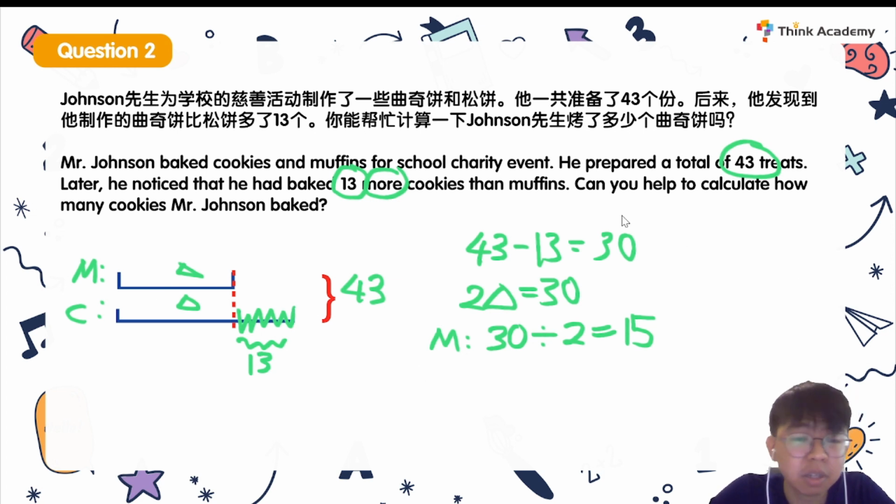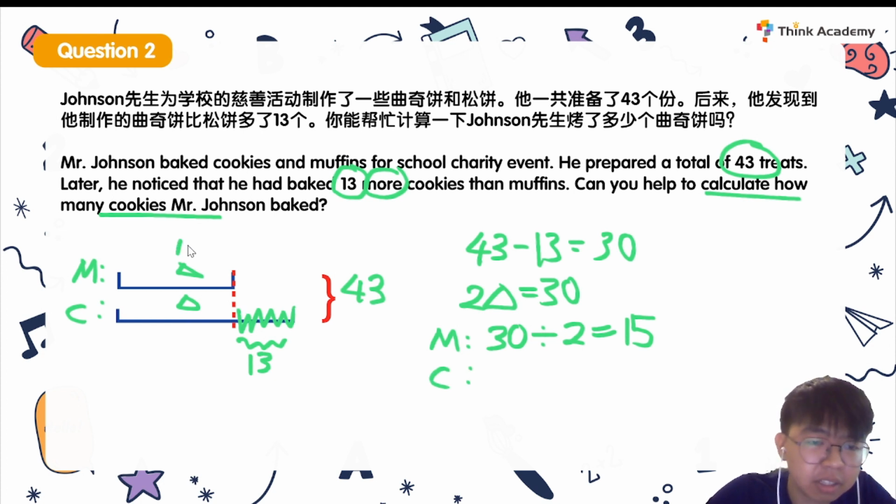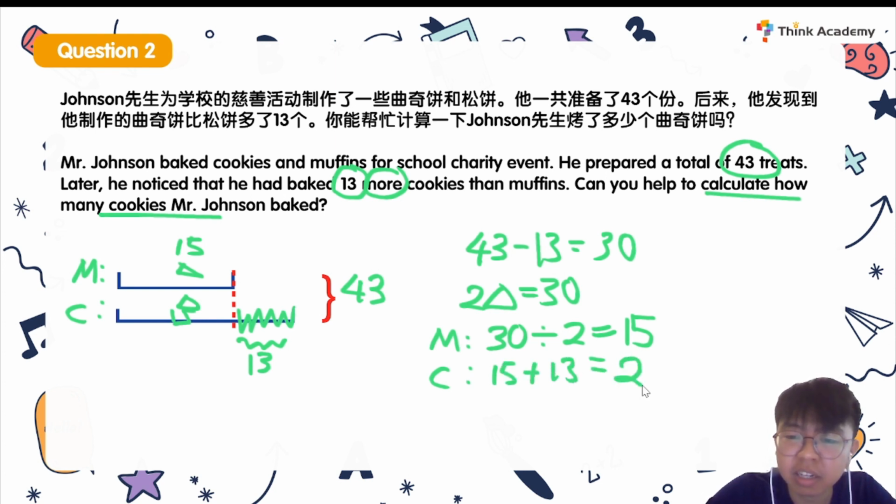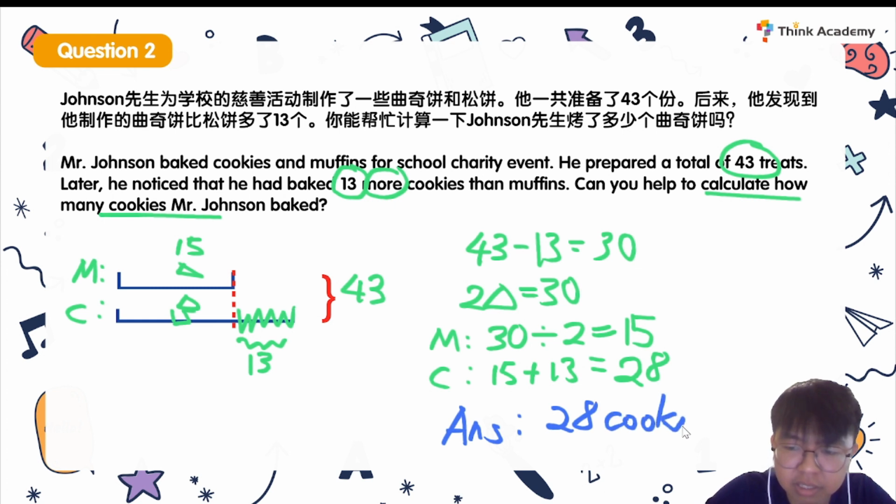And how about cookies? Because we want to calculate how many cookies, right? And for the cookies, we know that this one is already 15 and this is already 15. How about this whole line here? We can just simply add them together, right? Which is 15 plus 13. And we'll get the total number of cookies here, which is 28 cookies. Yes. And also remember to write down the answer because these are application questions. So the answer here: 28 cookies.